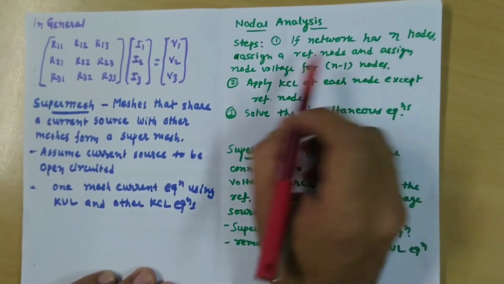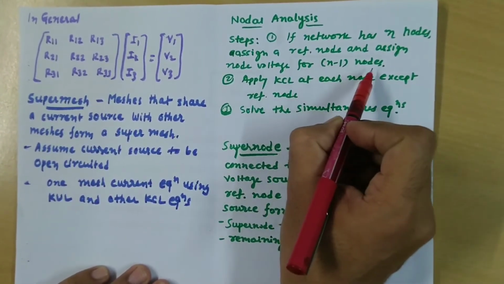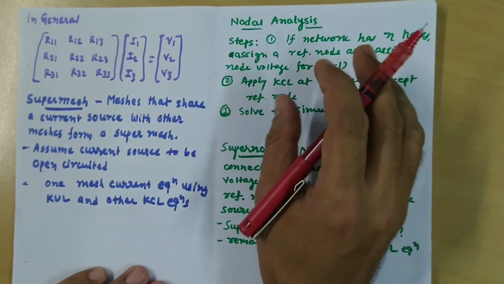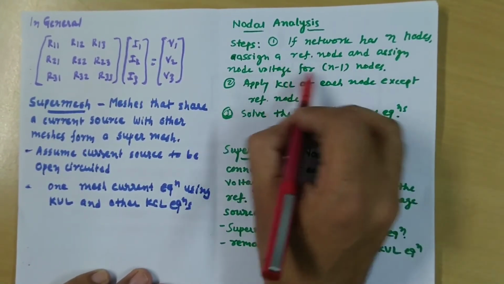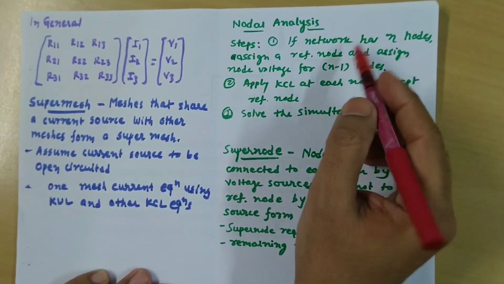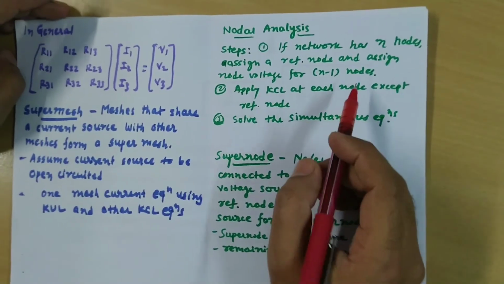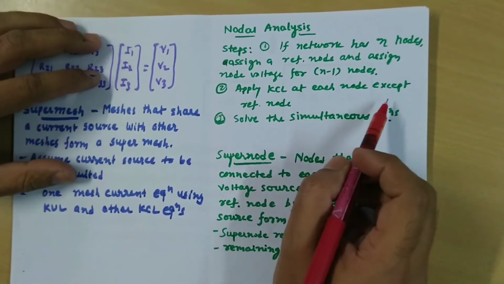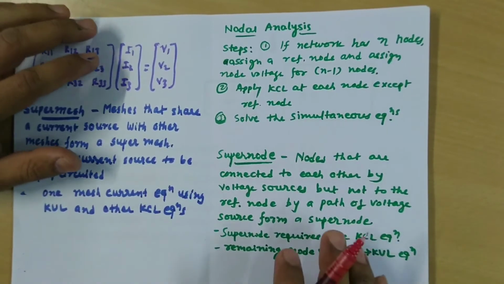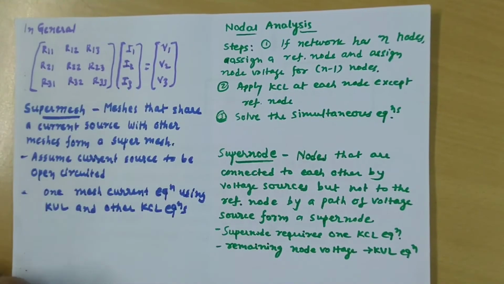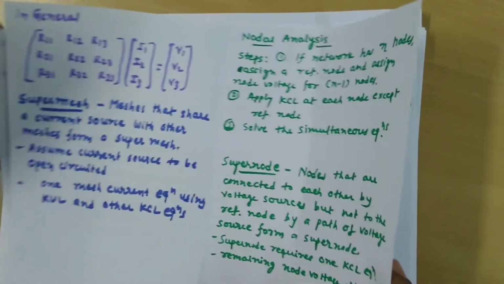If the network has n nodes, assign a reference node and assign node voltages for the remaining n minus 1 nodes. So the first step is to find the number of nodes, then consider one node as a reference node and assign node voltages to the remaining nodes. Apply KCL at each node except the reference node and solve the simultaneous equations. So these are the steps for nodal analysis. Let us take one example based on nodal analysis.